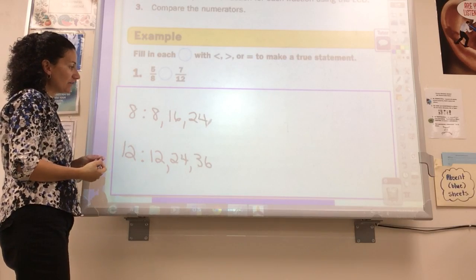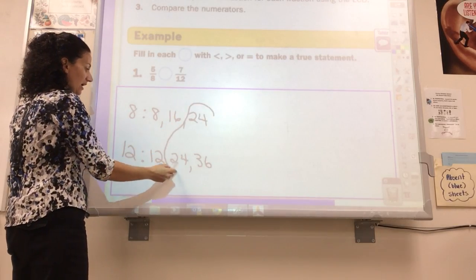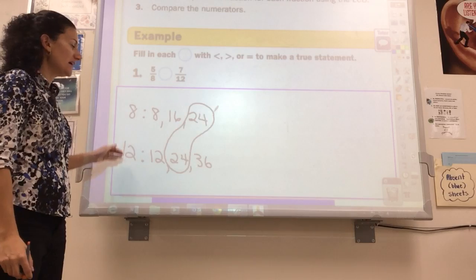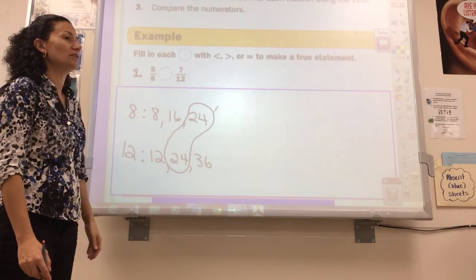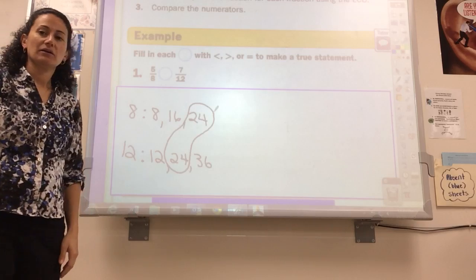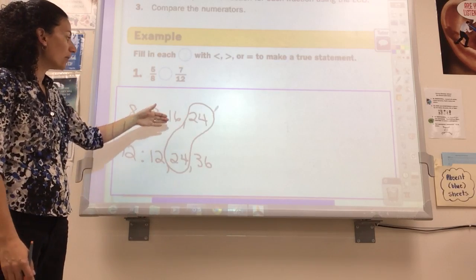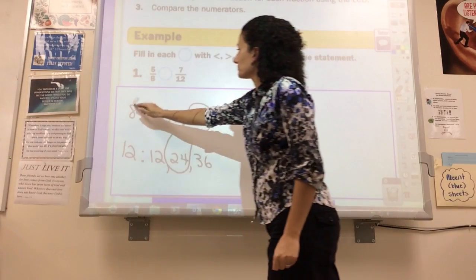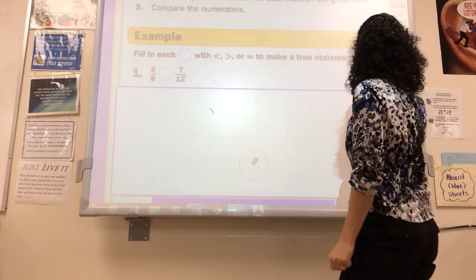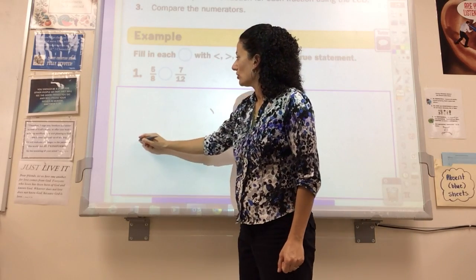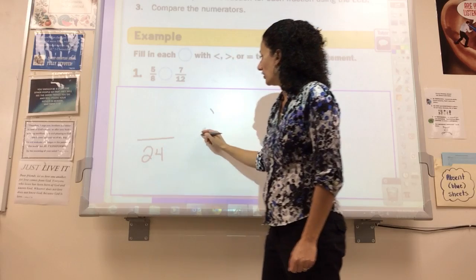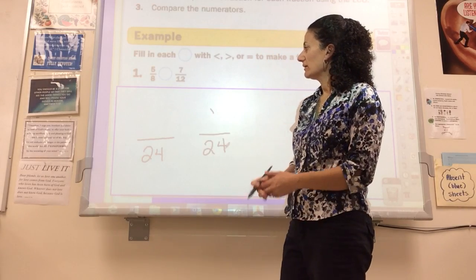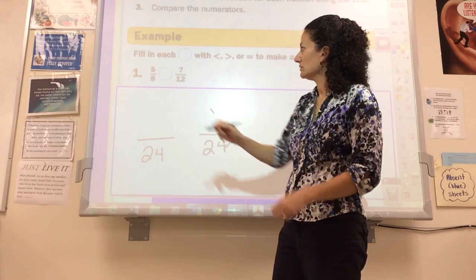We don't even have to go any further because I now see a common multiple. 24 is a common multiple for 8 and 12. It's a number that both 8 and 12 go into evenly. Now that we've understood what multiples are and what common multiples are, let's write our equivalent fractions. So our equivalent fractions are going to now have 24 in the denominator, since both 12 and 8 go into 24.